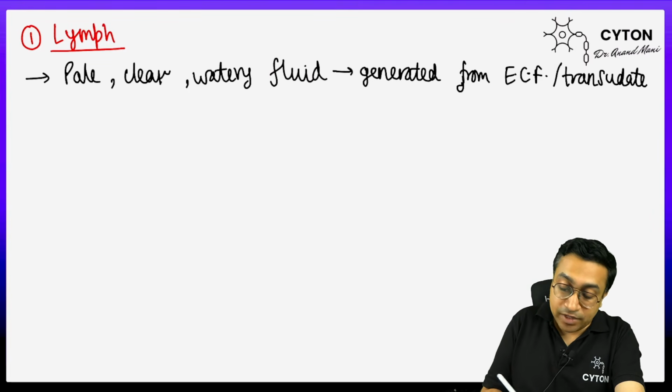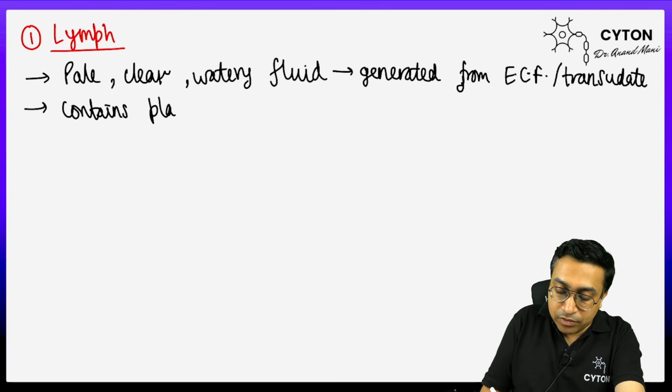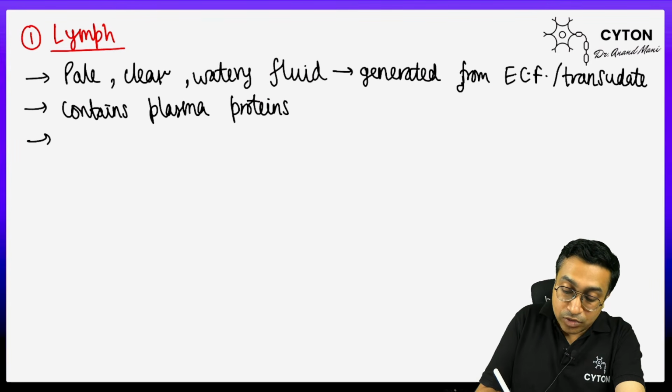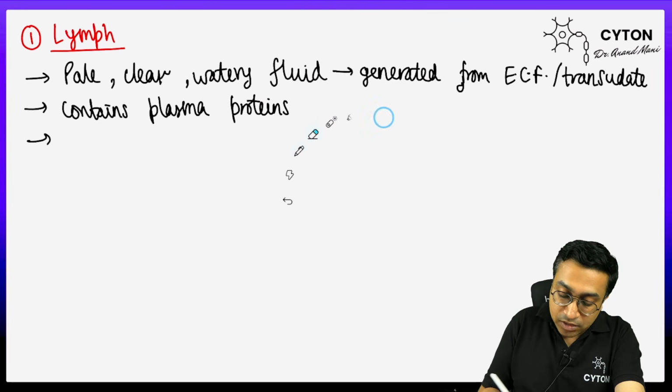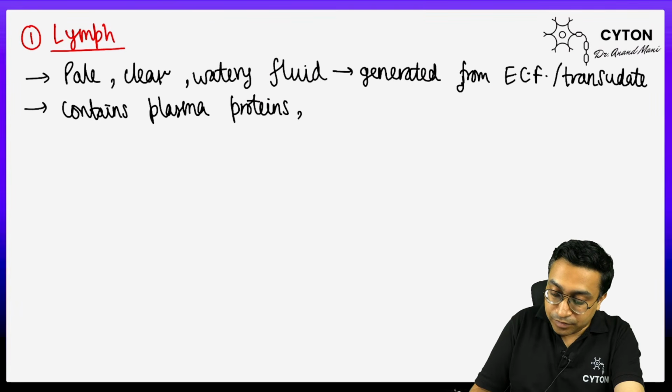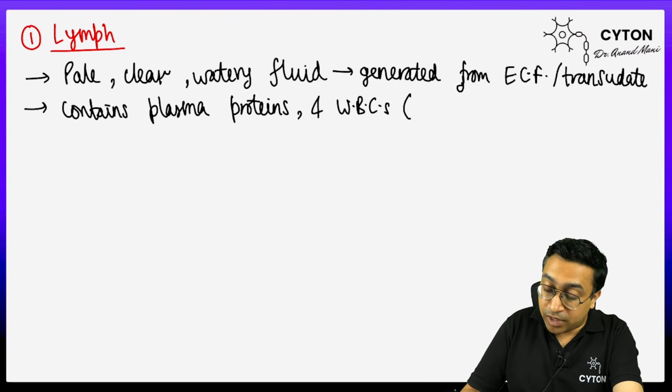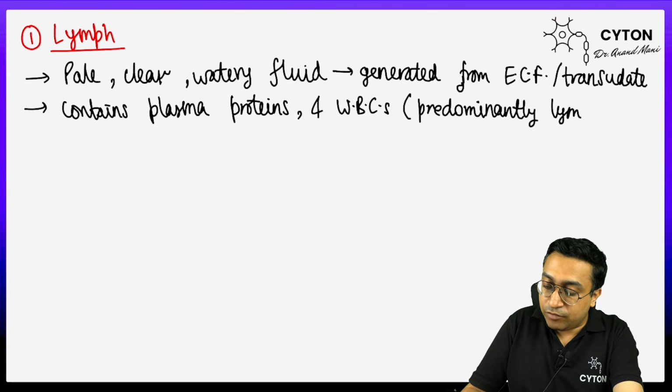This contains the plasma proteins, and this also contains the WBCs, that is the white blood cells. We have discussed this also last time, if you remember. And out of these WBCs, predominantly speaking, the lymphocytes.